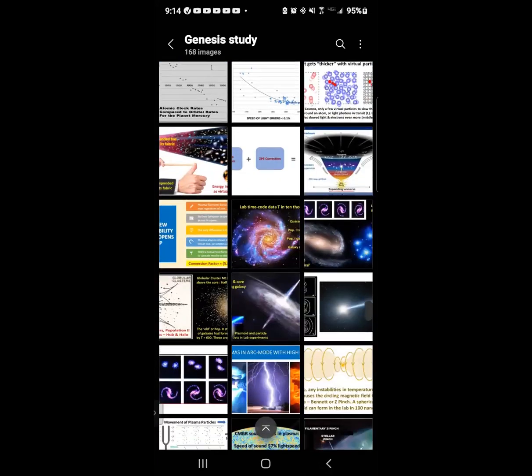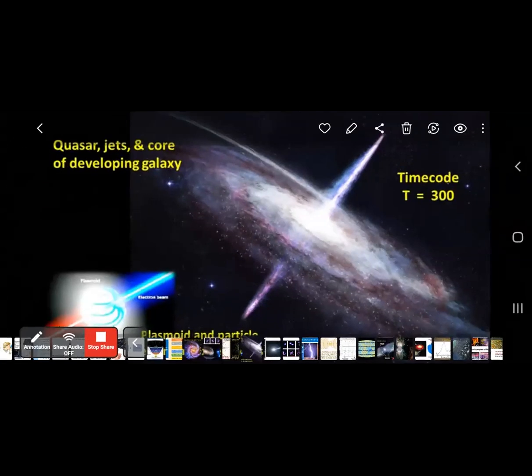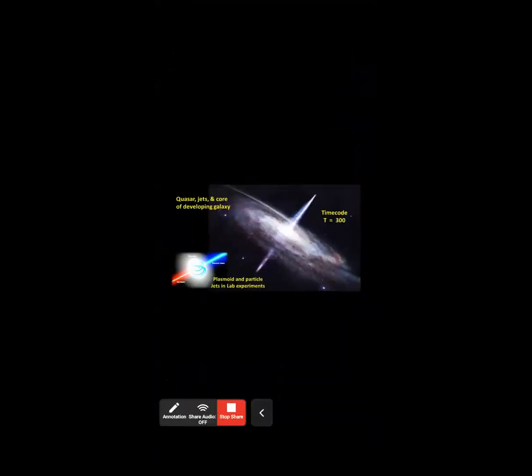I'm trying to get to the image. Here we go. Again, when we look at galaxies, we see quasar jets, ion beams, and electron beams jetting out from the center of galaxies. And we see that this matches when a plasmoid is formed.